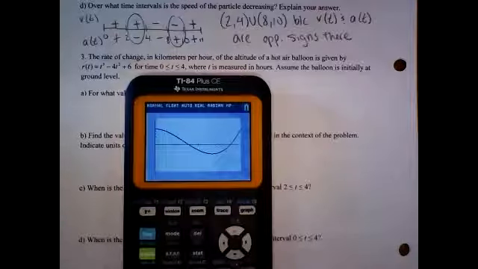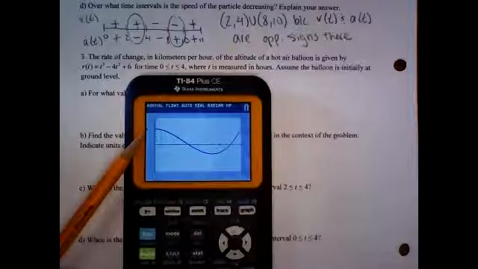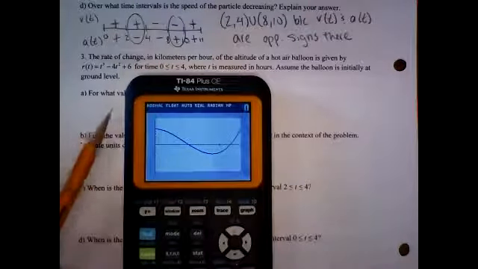And here's the first thing I always get. It's cool. The balloon starts out up in the air. No, it doesn't. Where did we just say the balloon starts? You're not looking at position. Thank you. You're looking at velocity.